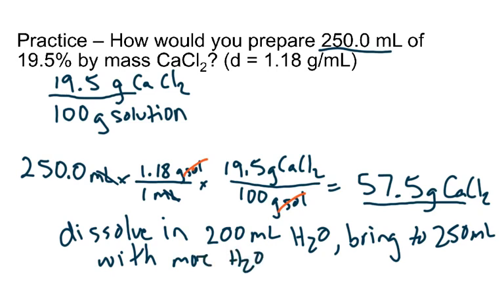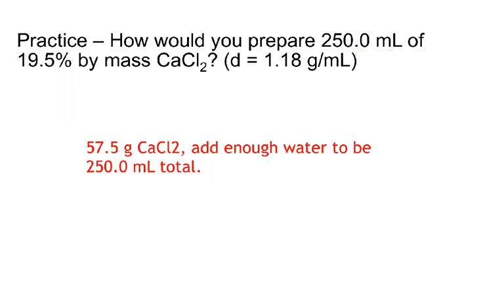So again, I don't want to measure out 250 milliliters, then add my 57 grams to it. That's going to end up with a solution volume of more than 250 milliliters. So you can see 57.5, add enough water to be 250.0 milliliters total.